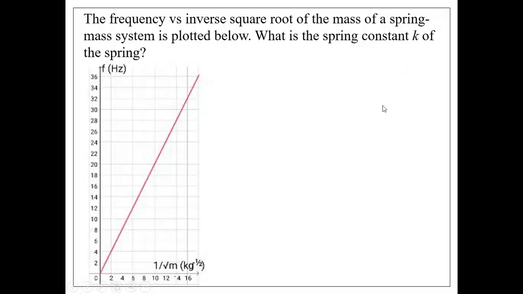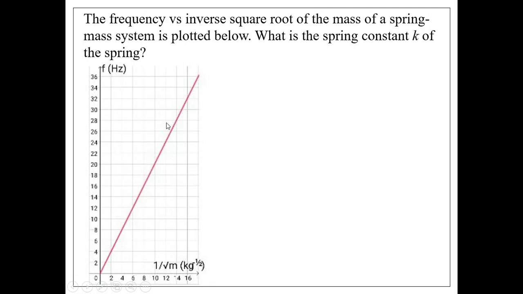In this particular video, I want to show you how to manipulate simple harmonic functions according to the different types of graph that could possibly be given to you. So here's my first example. Here you have frequency versus 1 over radical m. In the y-axis you have frequency, and the horizontal axis is a little funky, it's 1 over radical m. And this particular problem wants you to find the spring constant.